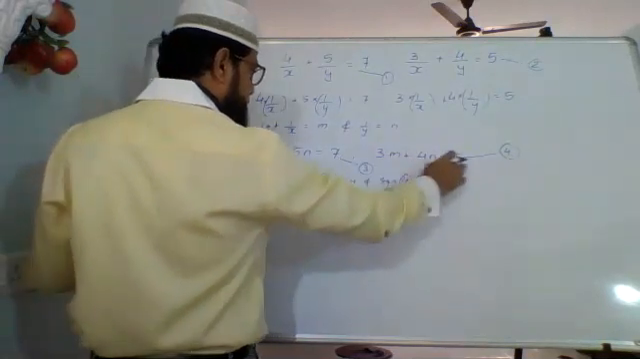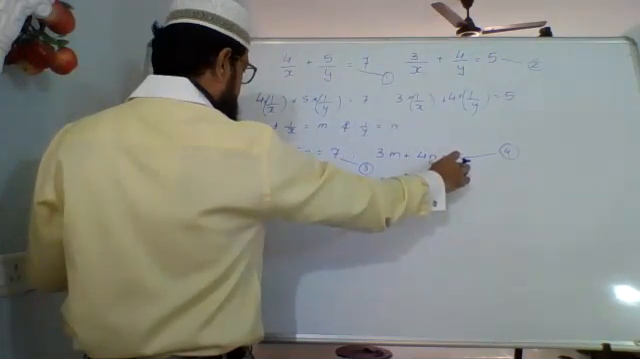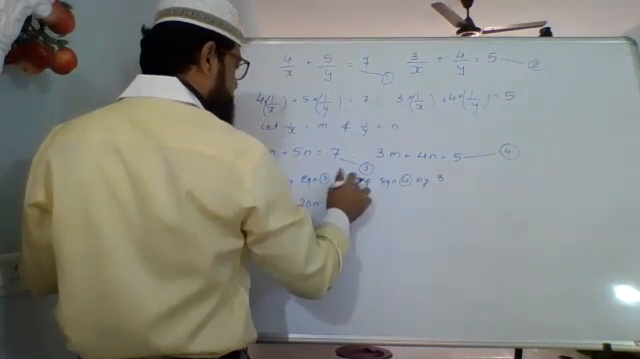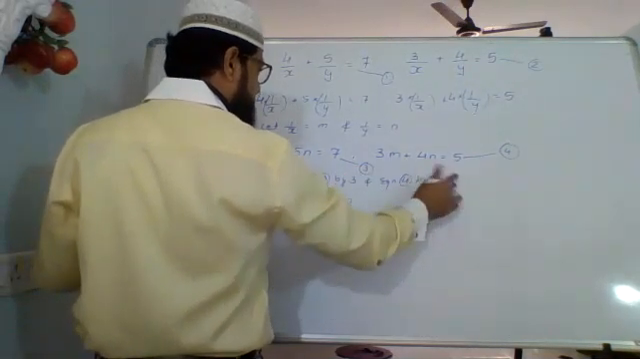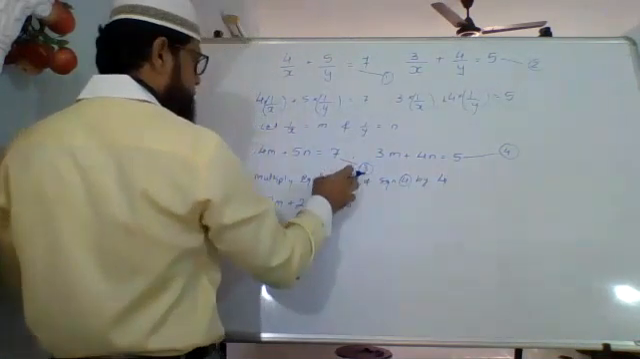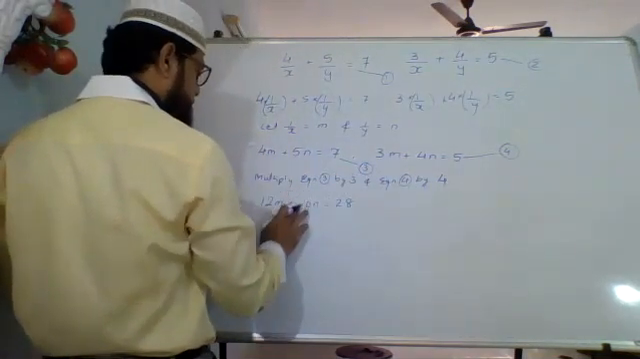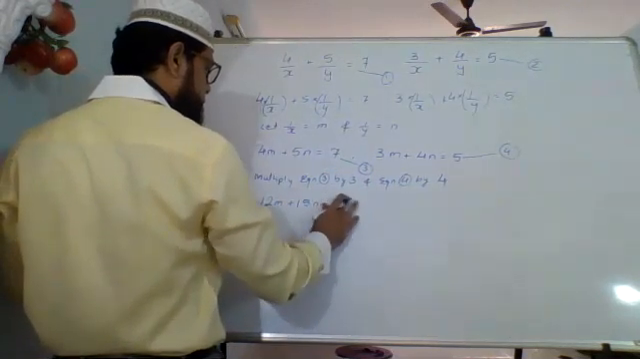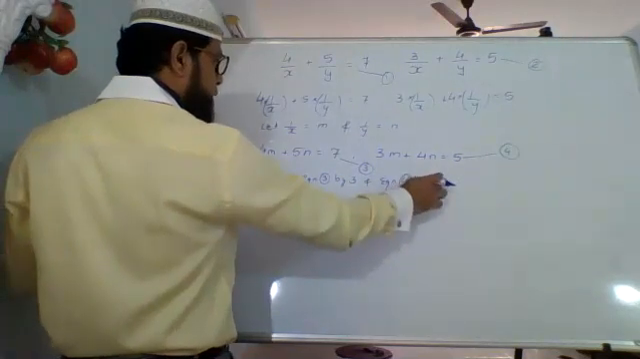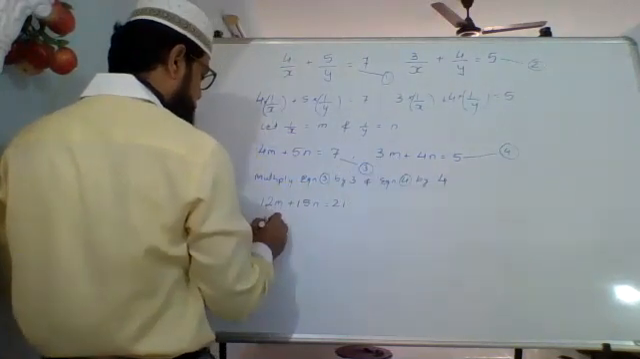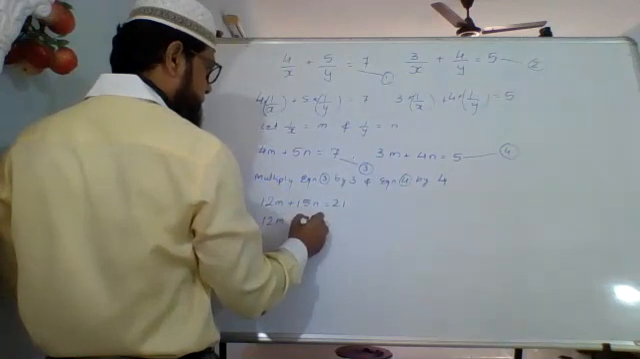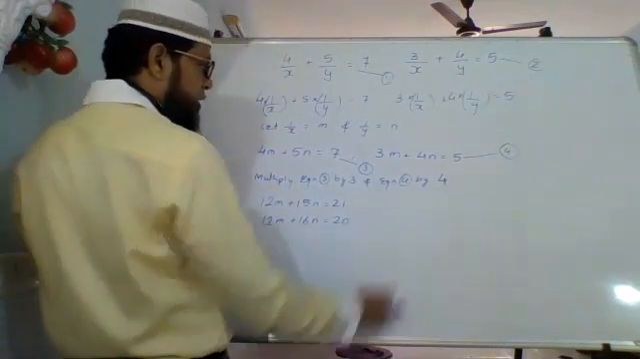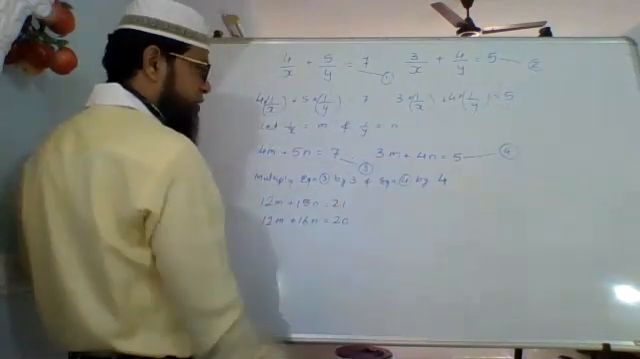And here I have to multiply everything by, sorry, I reversed it. This has to be multiplied by 3 and this has to be multiplied by 4. 3 4s are 12, 3 5s are 15, and 3 7s are 21. 4 3s are 12, 4 4s are 16, 4 5s are 20. Okay, so these are my new equations 5 and 6.